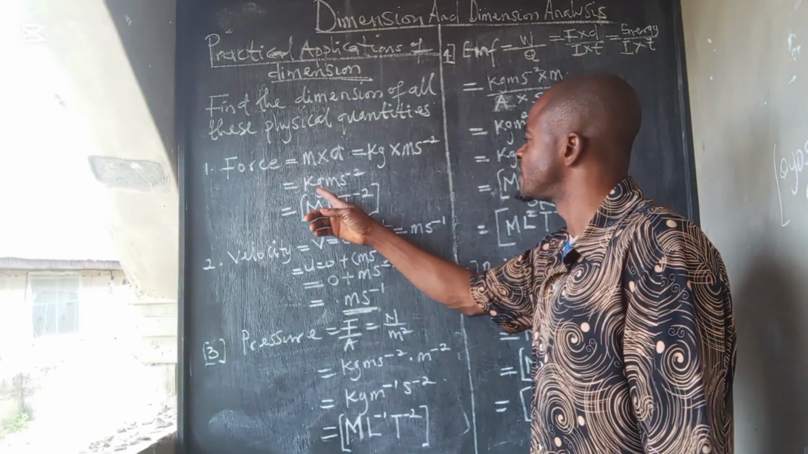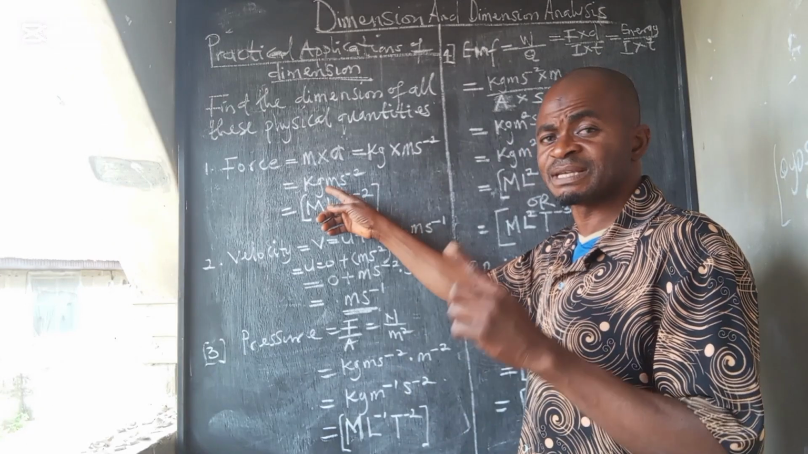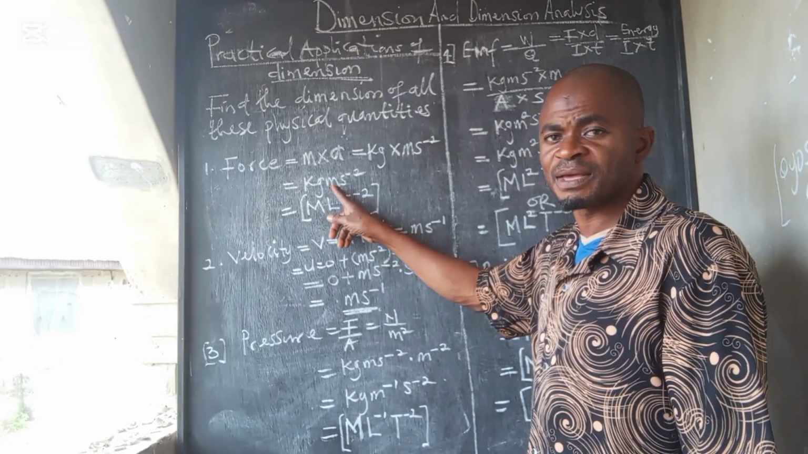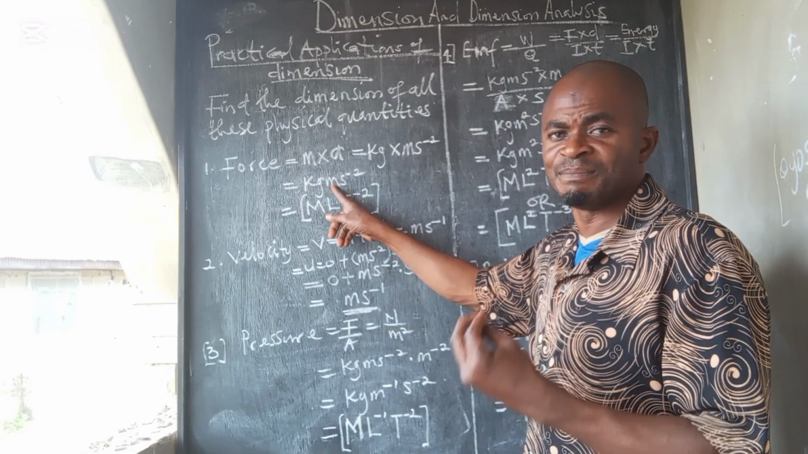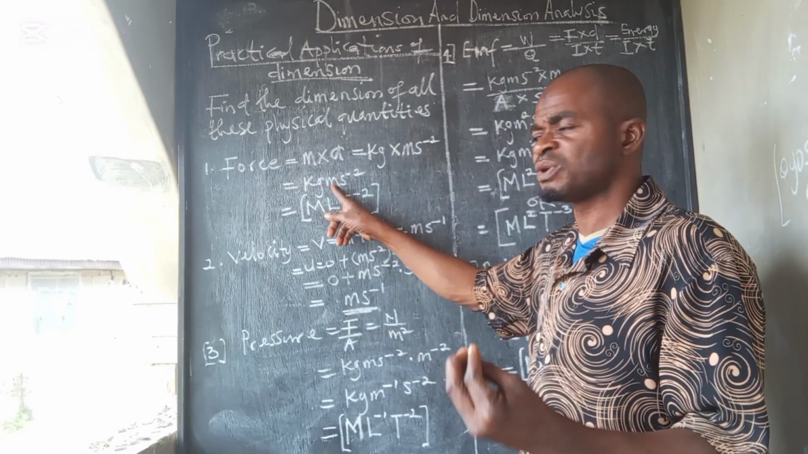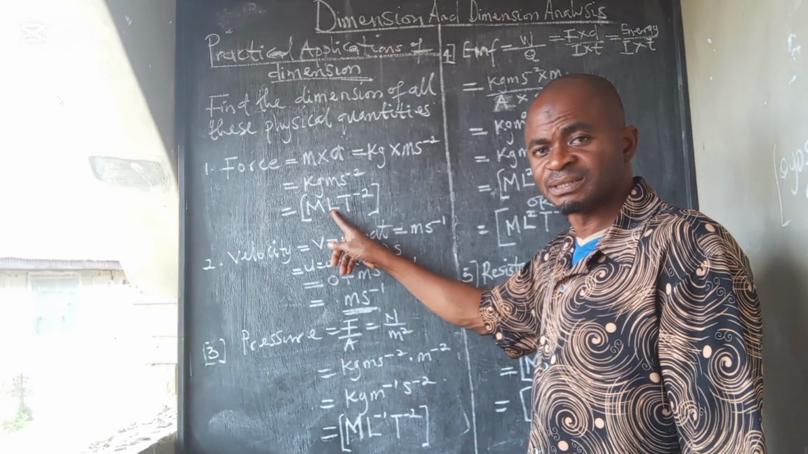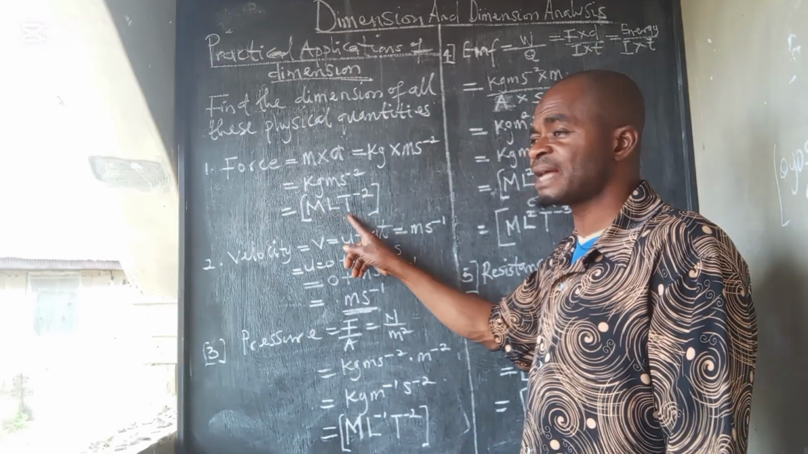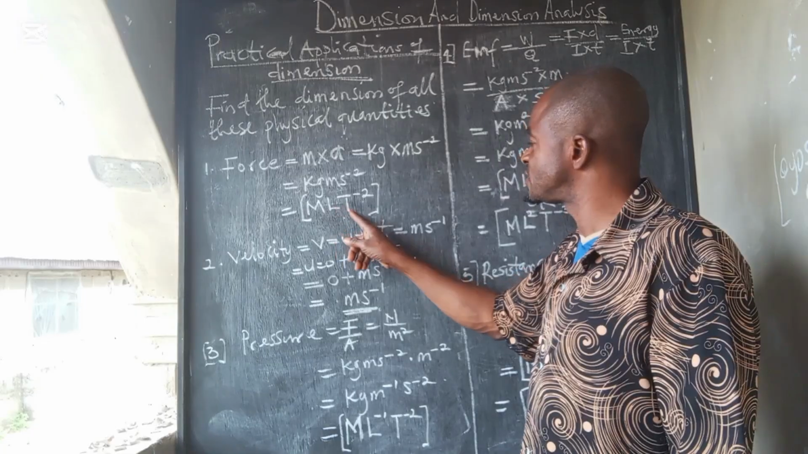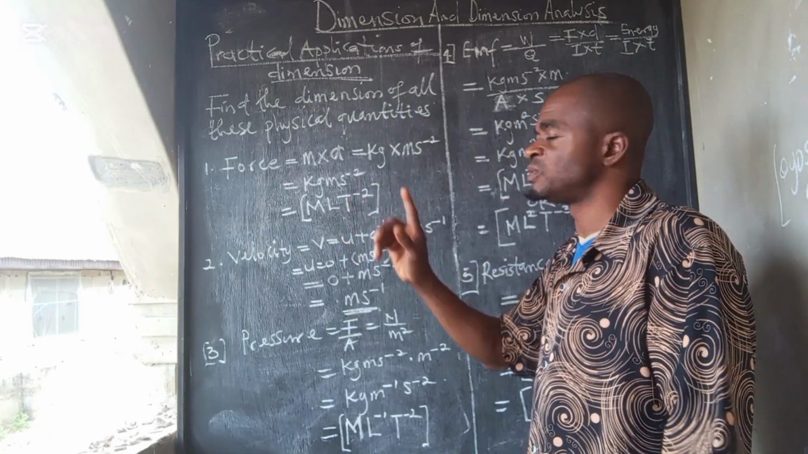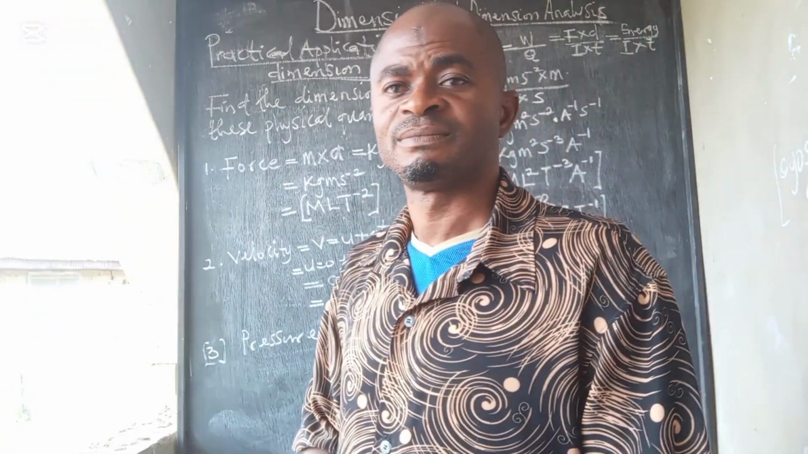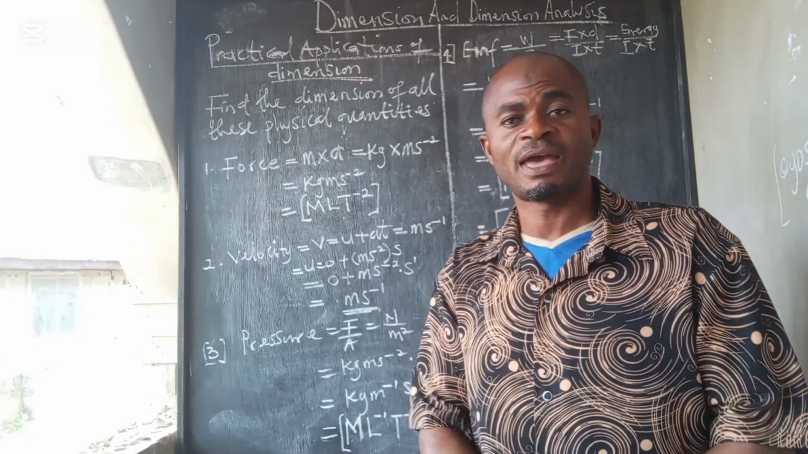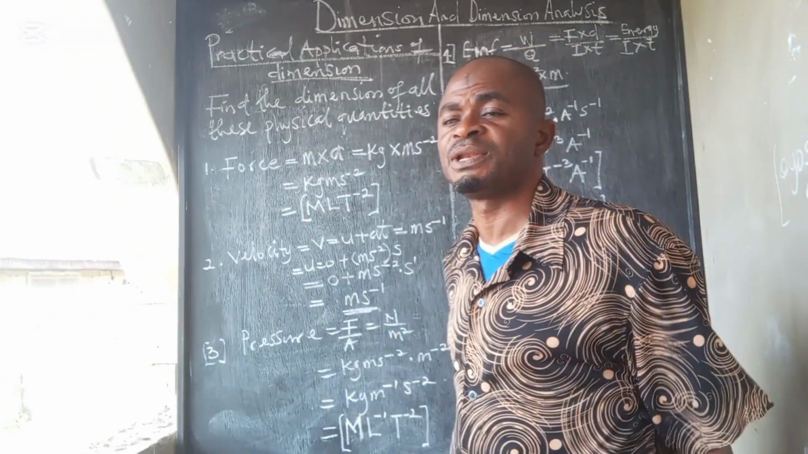Now let's go. Wherever you see kilogram, which represents mass, it will be in capital M. Then we have small m here, that is the meter, which is the unit of length, L. Then we have s here, which is seconds, that is time, T. So MLT, raised to power minus 2. That is the dimension for the first: force has a dimension of [MLT^-2].